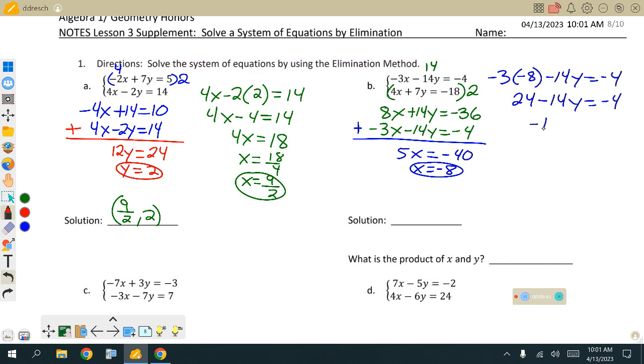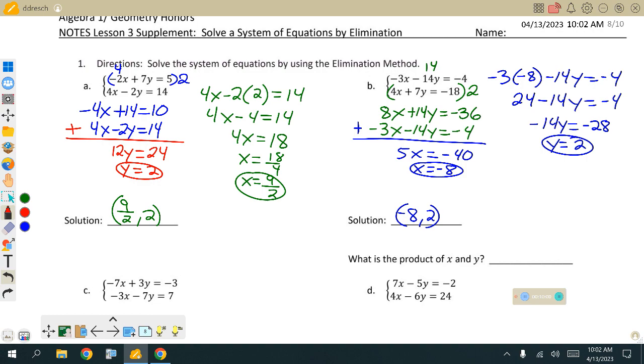Subtract 24. What is that, negative 28? Divide by negative 14, and what do we get for y? I'm going to get 2. Negative 8, comma 2.